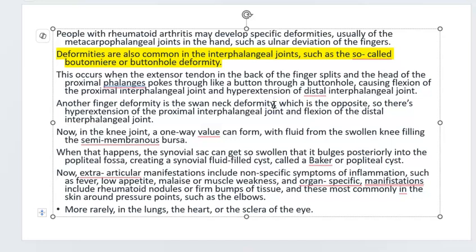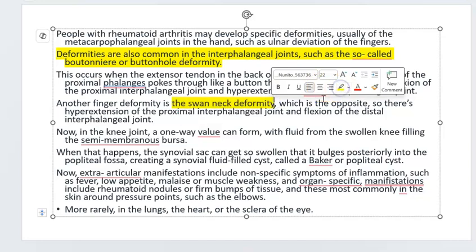Those are questions that you could see on an exam when you're sitting for certification. You know, if you have a patient that presents to you with these deviations of the fingers and metacarpophalangeal joints, what are they called? And you would say the boutonniere deformity or the buttonhole deformity. I've seen those questions fly around before in other exams. Another finger deformity is the swan neck deformity, which you can see. In the knee, you can get inflammation of the bursa, and you can actually get a Baker cyst from that.